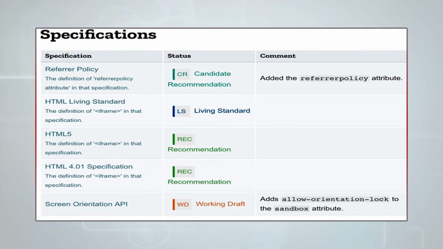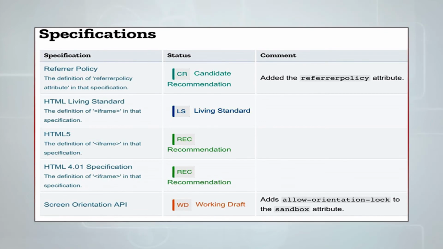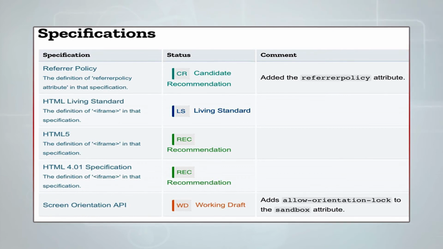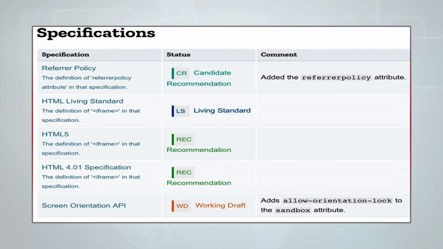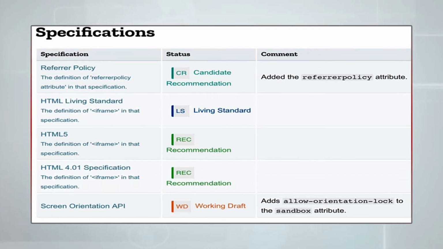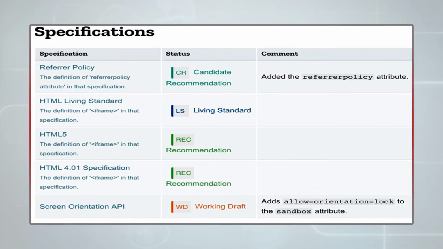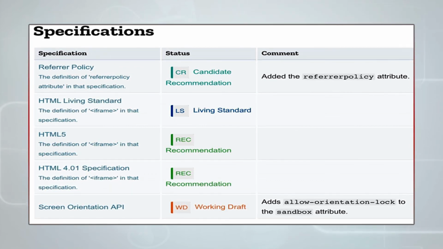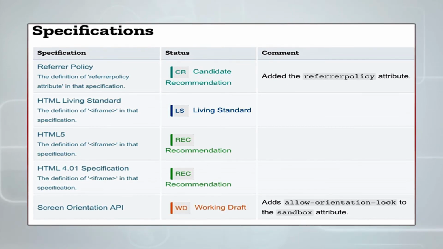Then let us have a look at the specifications. In the case of specifications, you have the referrer policy, you have HTML living standard, you have HTML5, you have HTML 4.0.1 specification, then you have screen orientation API. So here I am going through the status of each of these specifications. In the case of referrer policy, the status will be CR, that is candidate recommendation, and the comment can be that it added the referrer policy attribute.